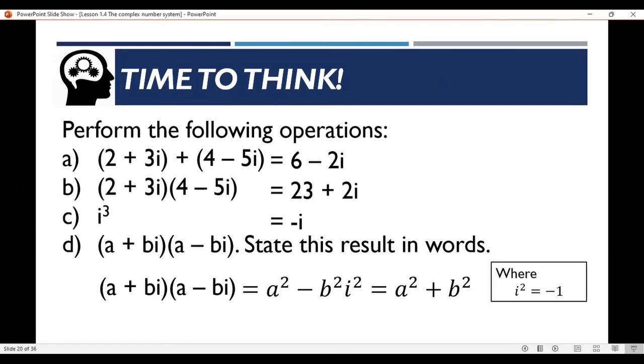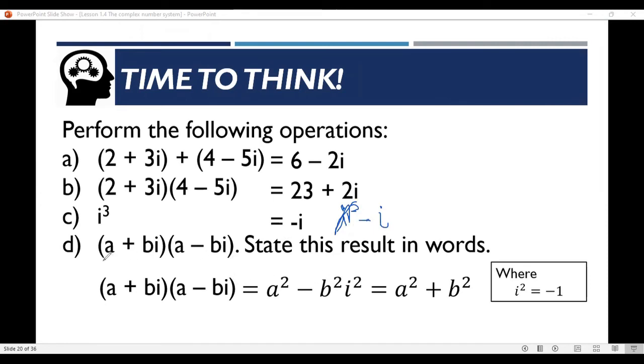Kasi di ba, pag ibinuwag mo yung i cube, pwede siya maging i square times i. I cube yun. Eh, ang i square ay negative 1. So, kung negative 1 na to, magiging negative i na yung sagot. Kasi ito ay negative 1 natin. Okay?